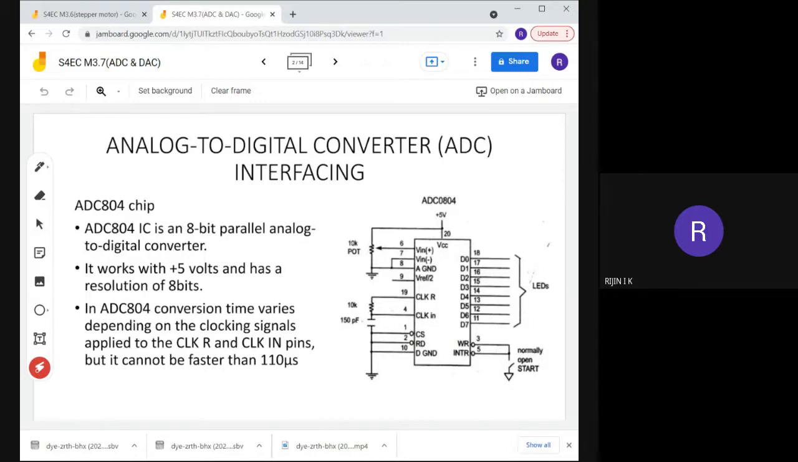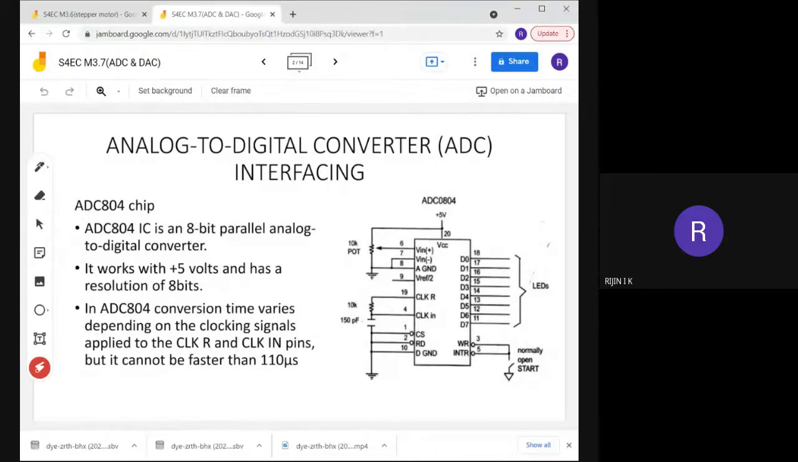Then the remaining pins we can also see here: VIN plus and VIN minus. These are the differential analog inputs. VIN minus is connected to ground, and VIN plus is used as the analog input signal. Then CLK R and CLK IN. These are the two pins which are used to give a clock signal, a clock source, to the ADC 804 IC chip.